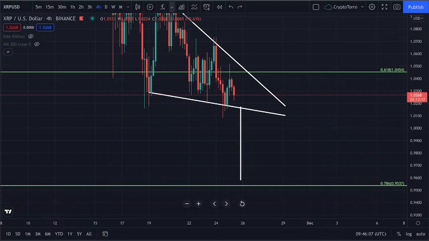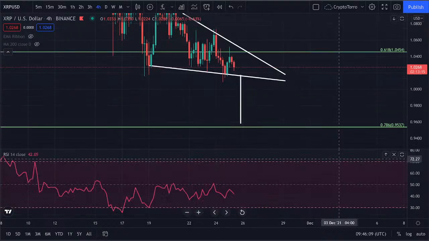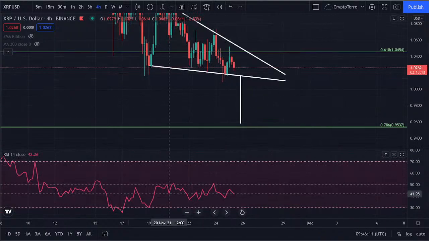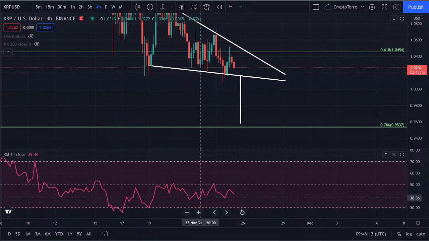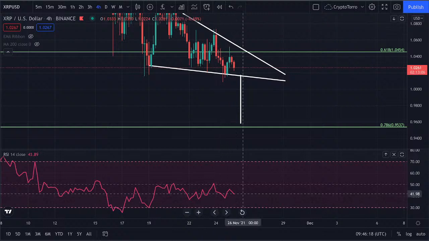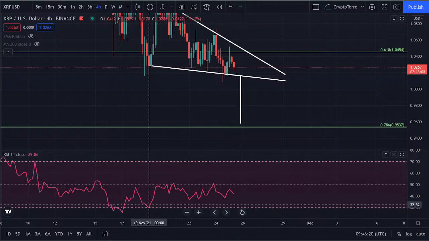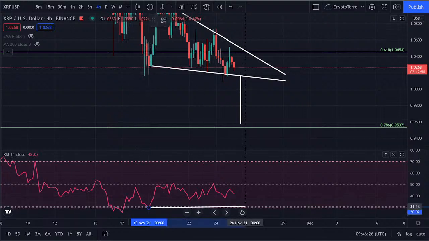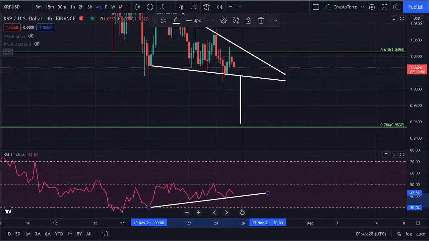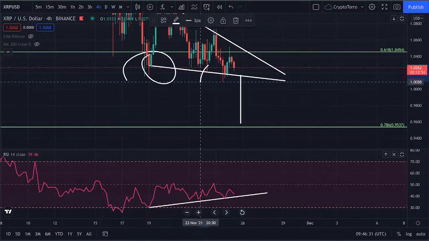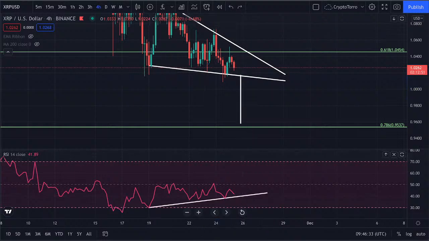And lastly, I would like to discuss the RSI. On the RSI, what you can clearly see is that we have been creating these lower lows. We have also seen lower lows on the chart, and currently we are actually experiencing a bullish divergence. You can clearly see that we were seeing a higher low on the RSI, but we are experiencing a lower low on the chart. So this is a bullish divergence on the 4 hourly.